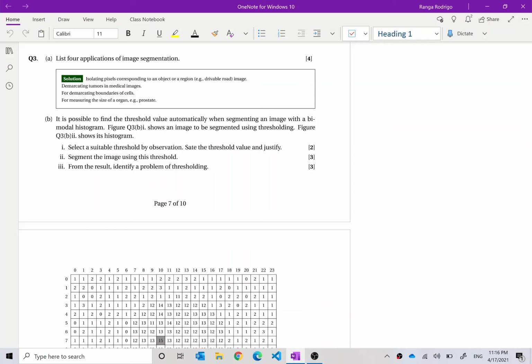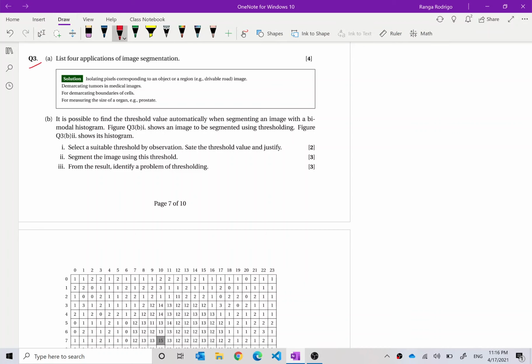Hello everyone, this is the second part of the question paper solving for ET3112. So let's do question number 3. List 4 applications of image segmentation.